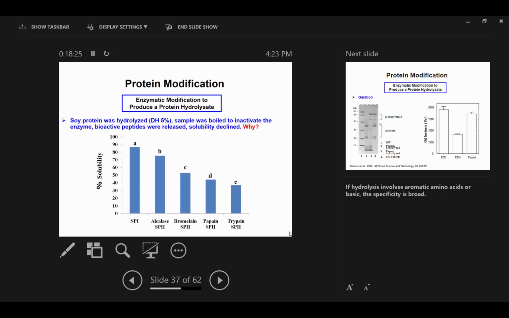Because you wouldn't be able to get this graph without boiling the protein. If we don't boil, we won't get 5% DH. The enzyme in water is going to continue to hydrolyze, so we won't be able to control it. Other than immobilizing, is there any way that you can stop the enzyme without changing the structure of the protein?